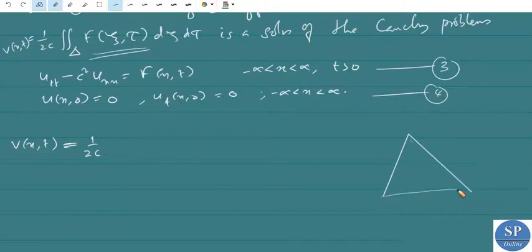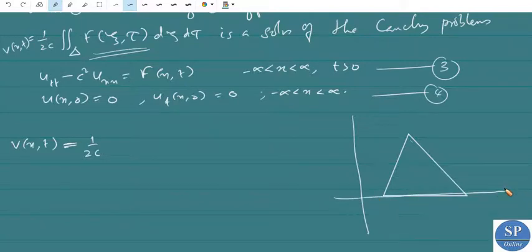Here the variables are zeta and tau, so we can take this as the zeta axis and this as the tau axis. Take this as x comma t, for an arbitrary point x comma t. So this is x, and this point will be x minus ct, and this is x plus ct comma 0. The second coordinate is 0.